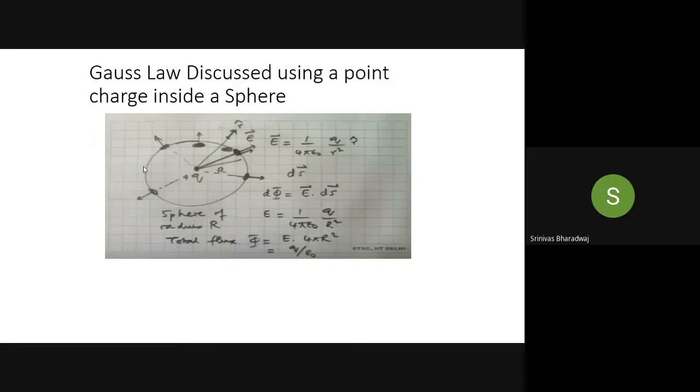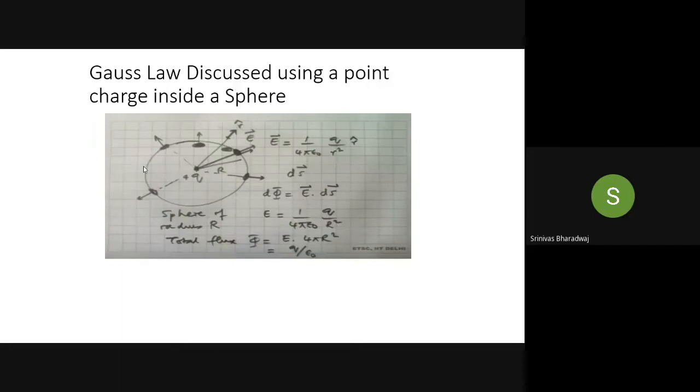What is the direction of dA and the direction of the field? They will be the same. That is the interesting thing with a spherical Gaussian surface with a point charge: dA and E are in the same direction. So E dot dA is just E dA, E times dA.